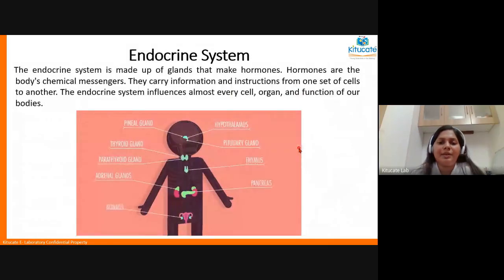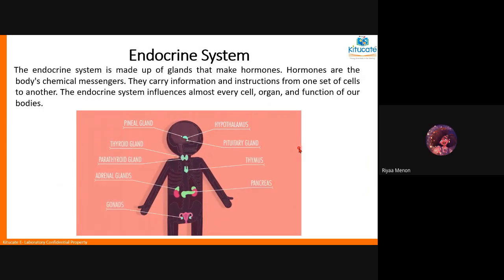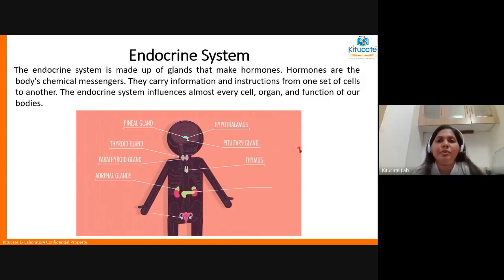Now this is the endocrine system. Does anyone know, or otherwise I'll explain? All right. So the endocrine system is the master system of our body. It controls almost everything in our body. It controls the body's metabolism. It controls how our organs, how our cells, how our body should function. They are the ones which control everything that we do, that happens to us. Everything is controlled by the endocrine system.